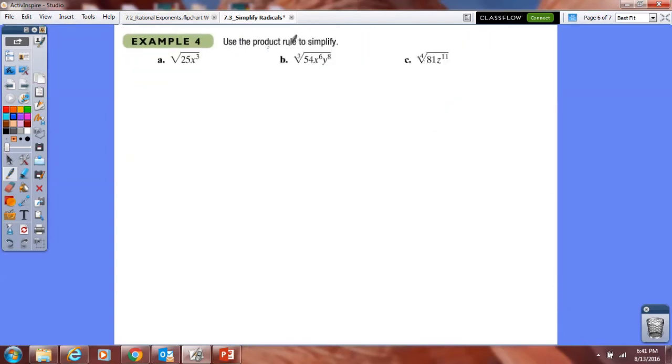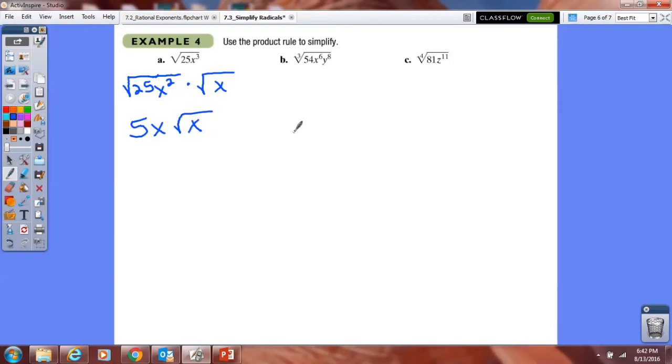Alright, here we're going to use the product rule to simplify. So what we're going to do is simplify these radicals. We're going to split this thing up into perfect square factors. Well, 25 is a perfect square. X cubed, we can actually split up into a perfect square, which is x squared. So let's do this. We're going to do the square root of 25. We're going to split the cube into x squared. That's going to leave us with just an x left over here. Both together gives us the x cubed. Here we'll take the square root of this and get 5x, and we'll leave the square root of x as it is.